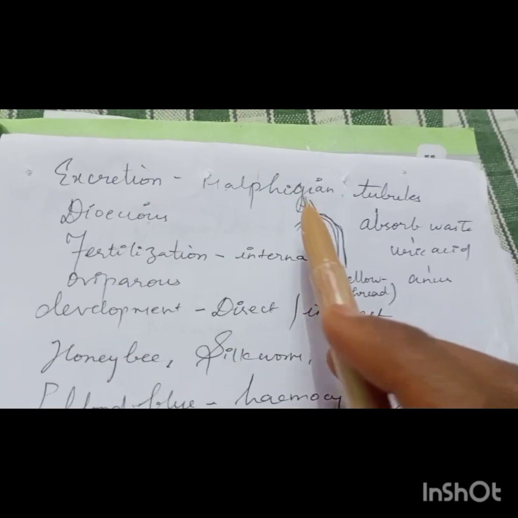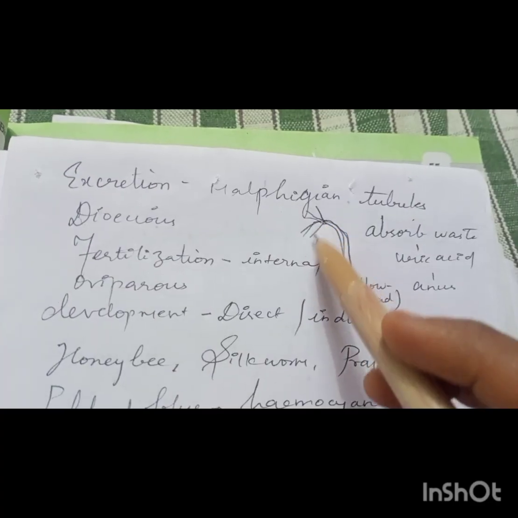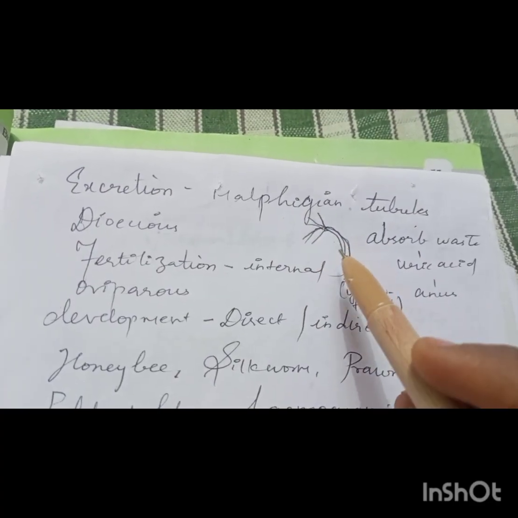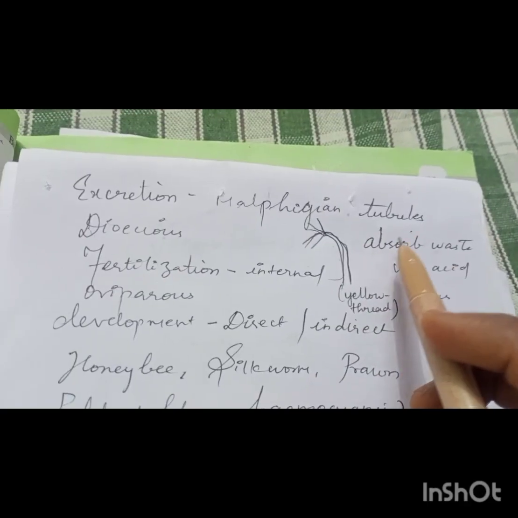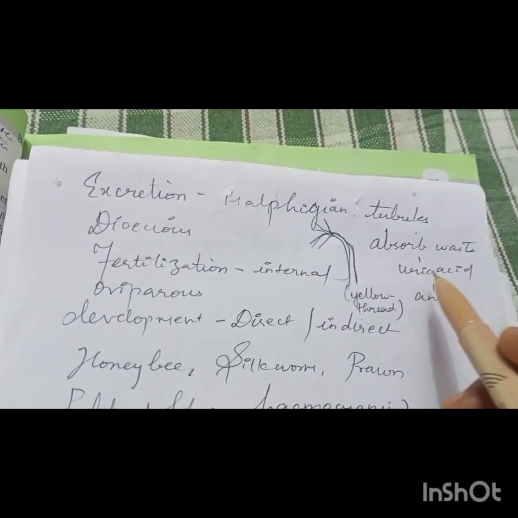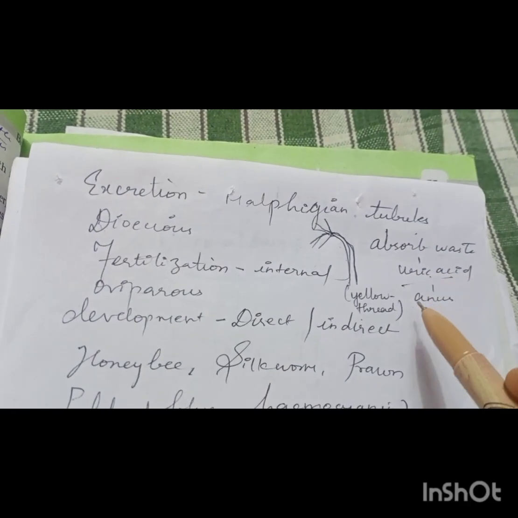Excretion takes place through Malpighian tubules. It is a structure of Malpighian tubule. It will look like a yellowish thread-like structure. It will absorb the waste from the blood and convert it into uric acid and eject it out through the anus.